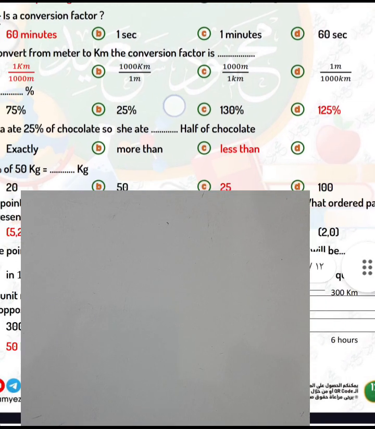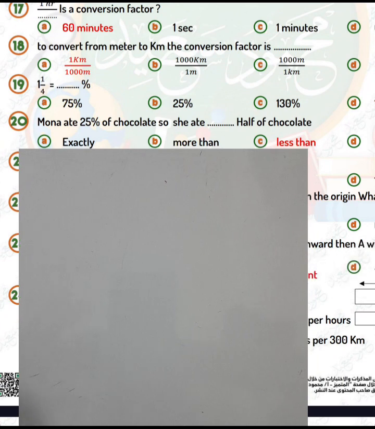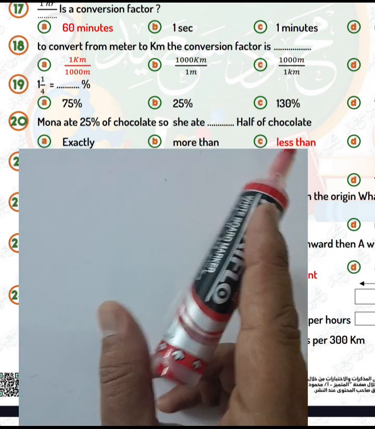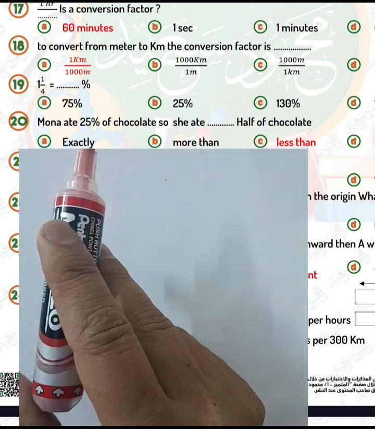Okay, next question number 20. Mona ate 25% of chocolate, so she ate less than half of chocolate, because half chocolate equal 50%. Then we must write less than.